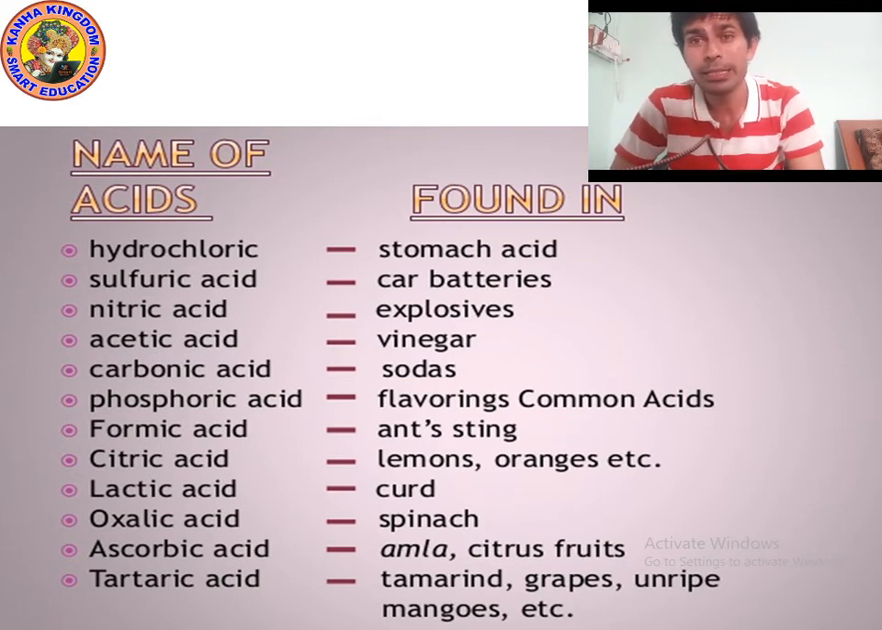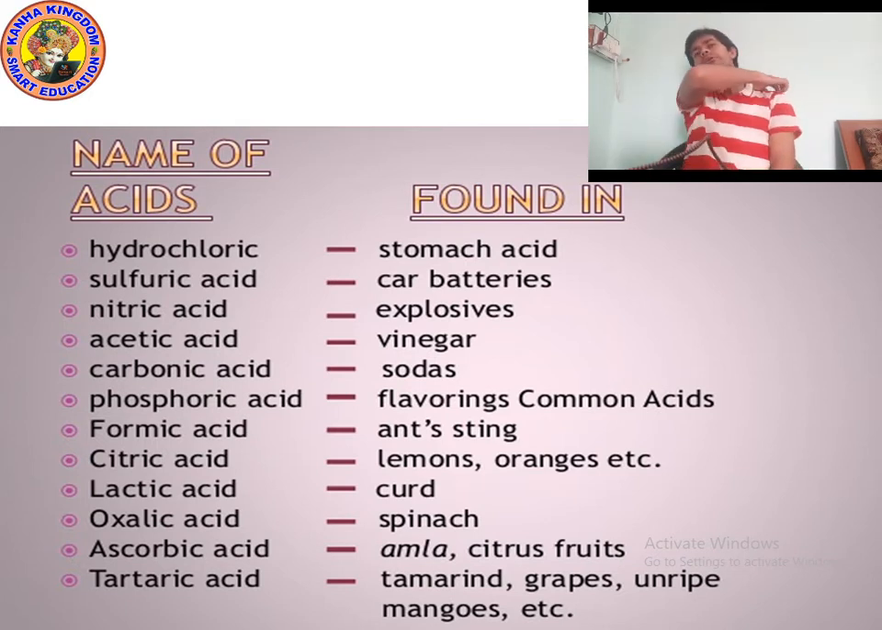Lemon and orange, citric acid. Lemon is sour in taste, orange is also sour. That's why they contain citric acid. Curd, lactic acid. Spinach, oxalic acid. Amla, citrus fruit, ascorbic acid, which is found even in tomato. Tartaric acid is found in tamarind, grapes, and unripe mango.